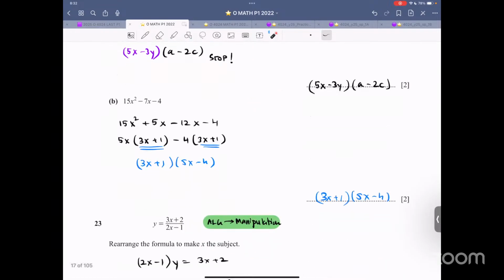Just over here, 15 into -4, -60. Positive 5, minus 12, multiplication -60, adds up to -7. Unless and until these two are the same, you cannot take common. And this is just factorized. There is no equal sign over here.